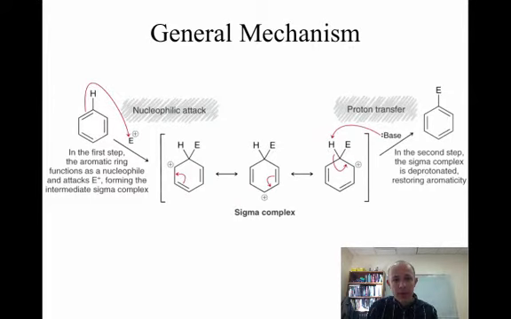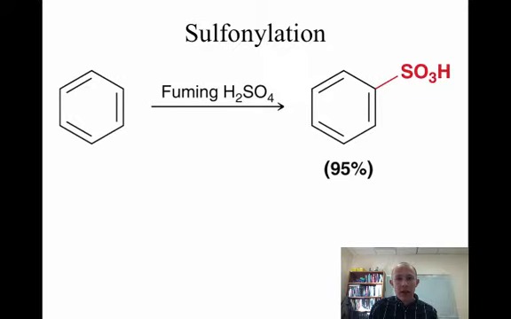Okay, so let's talk about some other electrophilic aromatic substitutions. Sulfonylation usually requires fuming sulfuric acid. Fuming is kind of confusing. It just means that you have sulfur trioxide dissolved in sulfuric acid. So it's a combination of sulfur trioxide and sulfuric acid that gives you this compound, which is called a sulfonic acid.